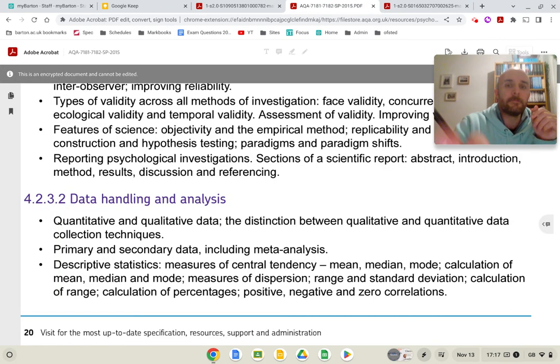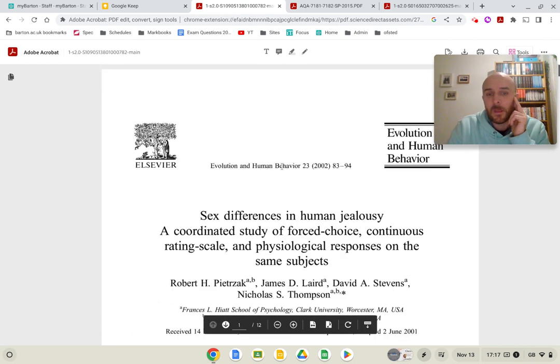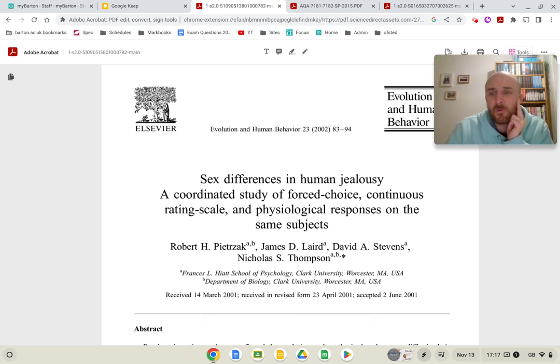Now I've got one up already, and I might just show you this. This is one I found earlier. Sex differences in human jealousy, a coordinated study of forced choice, continuous rating scale, and physiological responses on the same subjects. Now it's quite a boring subject.